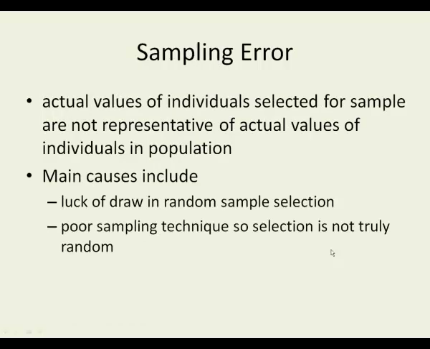Sampling error. Well, the cause of that is when the values of the individuals are not representative. There's two ways here: luck of the draw, or your technique's wrong, so it's not truly random. The first you're always stuck with, even if you have a well-designed sampling method. You might still get some inaccuracy, but there are some ways you can design the technique wrong so the selection is not truly random.